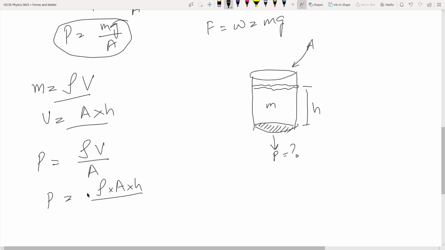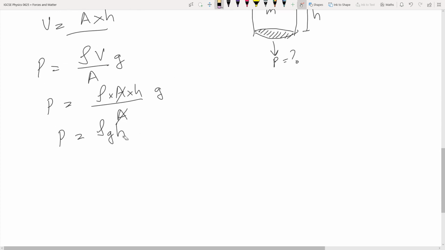Now over here, sorry, I missed g over here. The g was already there for mass. So I'm just going to keep g on the other side. I forgot this g over here. This g or gravity was also here. So into g and over area. So over here area will be cancelled out. So what you will be left with is rho g h. Let me just write it neatly. Okay. So the pressure at the bottom of this fluid is going to be rho into g into h.